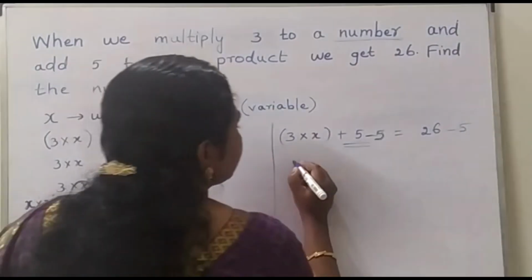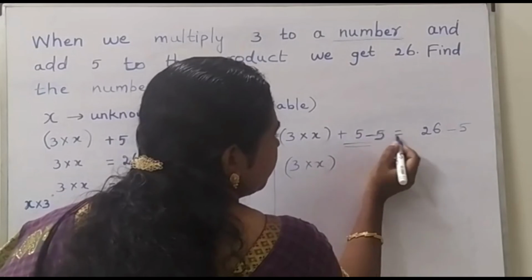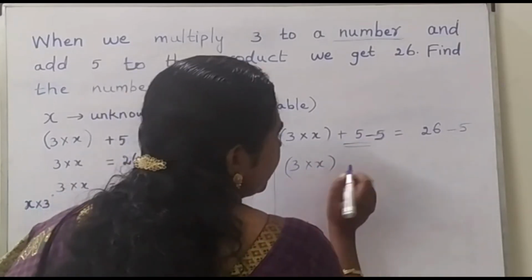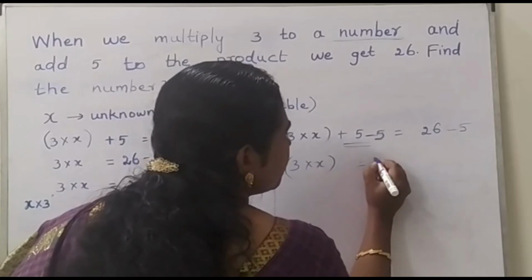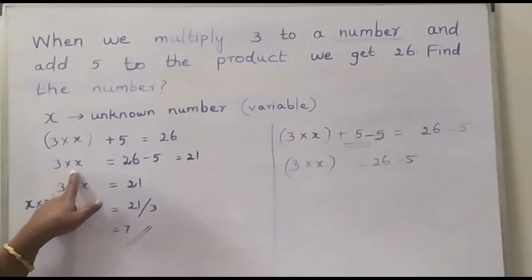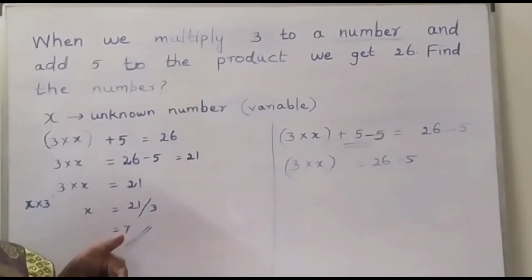Okay, now it is 3 into x plus 5 minus 5. So it is 0, so we can leave it as such. So it is 3 into x alone, equal to 26 minus 5. Now we have obtained this step: 3 into x is equal to 26 minus 5, which is equal to 21. And then next we can proceed.